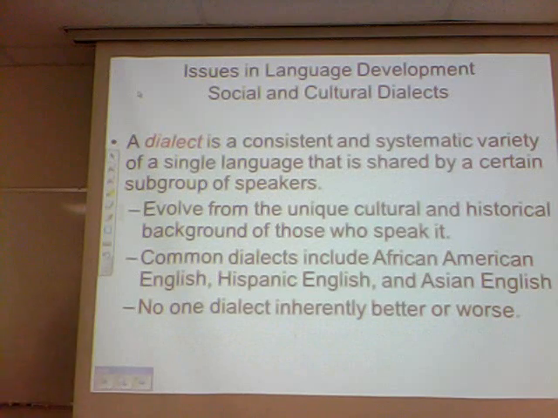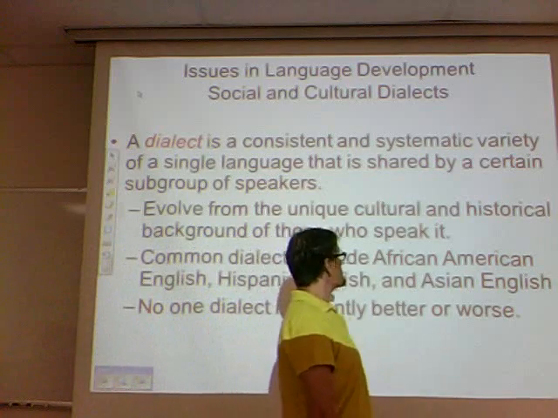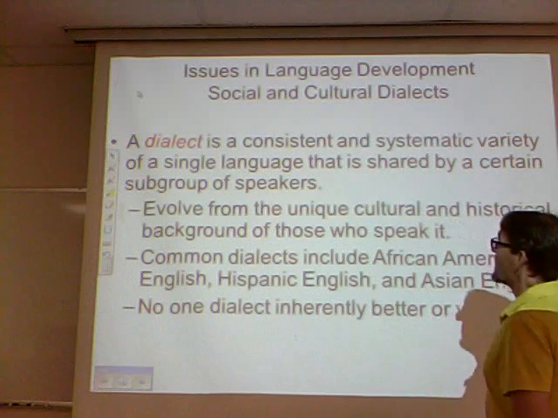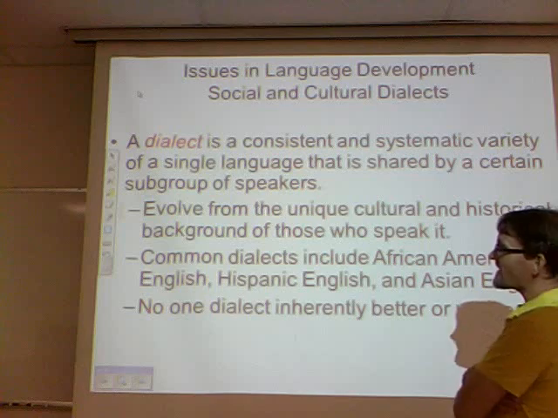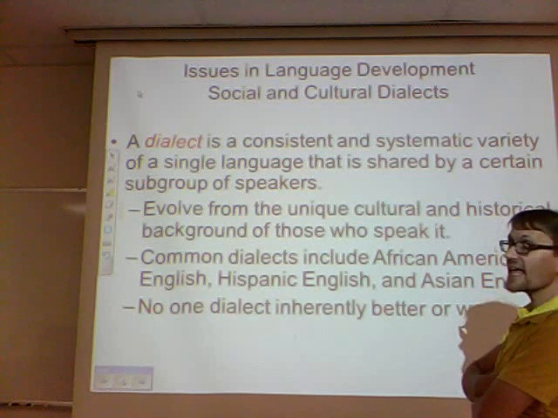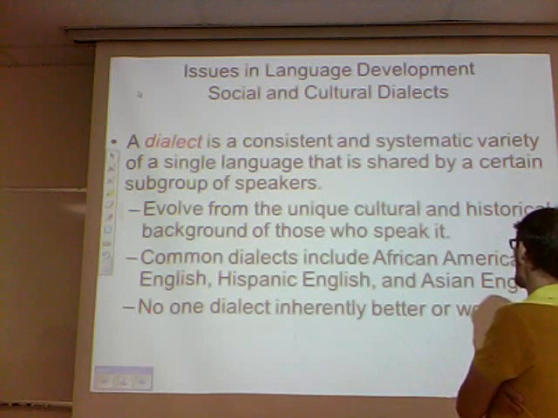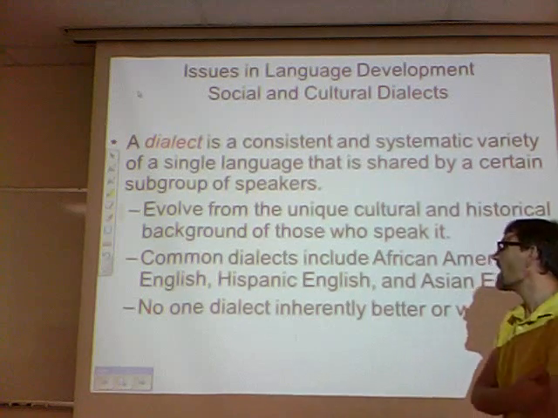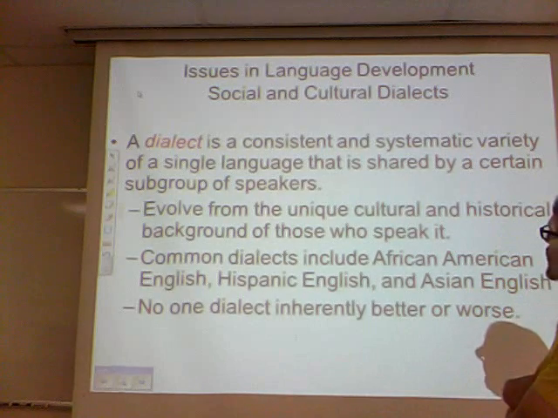A dialect is a consistent and systematic variety of a single language that is shared by a certain subgroup of speakers. Dialects often evolve from a unique cultural and historical background of those who speak it. Some of the most famous dialects in America, of course, would be like Creole or something like that. African American English, Hispanic English, and Asian English. Yeah, we make reference to Konglish in our own Konglish, Korean English. No one dialect is inherently better or worse.